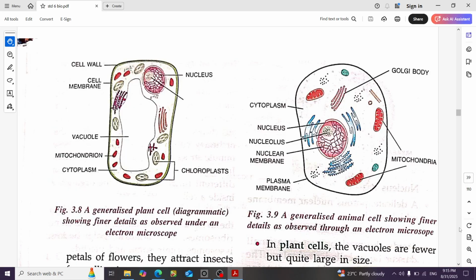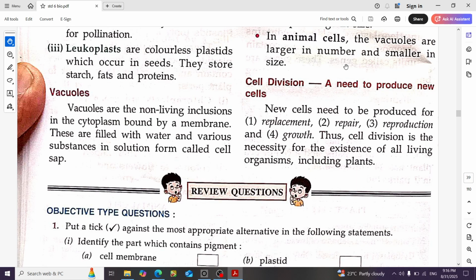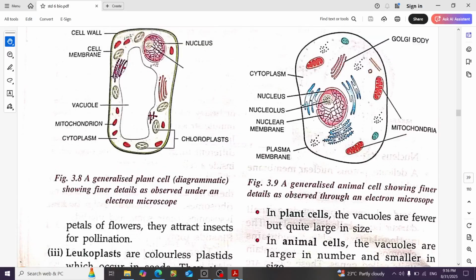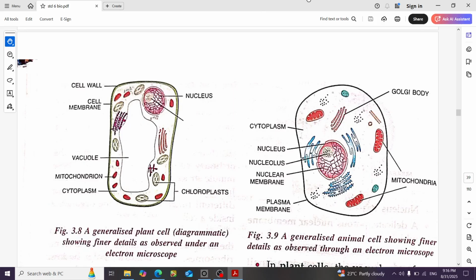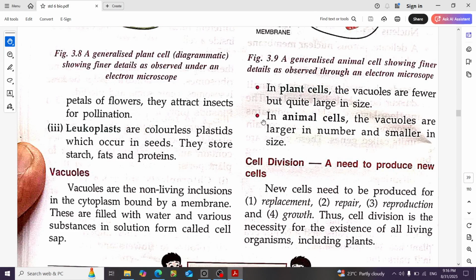Here they have shown us a generalized plant cell and generalized animal cell. See the parts inside under electron microscope. So chloroplast are there, mitochondria, vacuole, cell membrane, cell wall, nucleus. We are going to study them in detail further. So let's go ahead now. So we have leucoplasts, which are colorless plastids. They store the starch and fats and proteins.